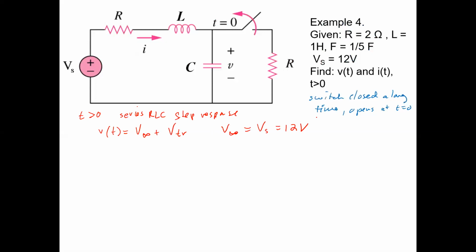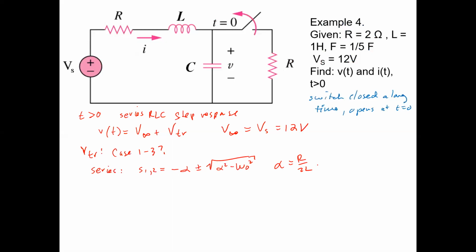That's pretty easy. The challenging case, of course, as usual, is the transient, which is the homogeneous solution. The transient is, you got to figure out, which case is it. So for series, the values of S1 and 2 are going to equal minus alpha plus or minus the square root of alpha squared minus omega 0 squared. And alpha equals R over 2L.